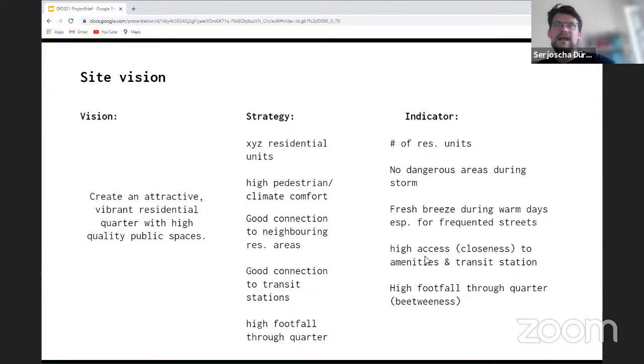Then good connection to neighboring areas and to a transit station can be translated into high access, or high closeness centrality, when we only measure the amenities and transit stations. And again, high footfall through the quarter is also straightforward. That's essentially betweenness centrality through the quarter, weighted with estimated population distribution. So we take the building volumes and use them as a weight for the betweenness centrality.